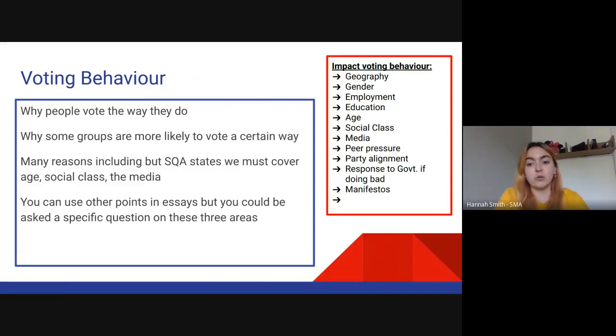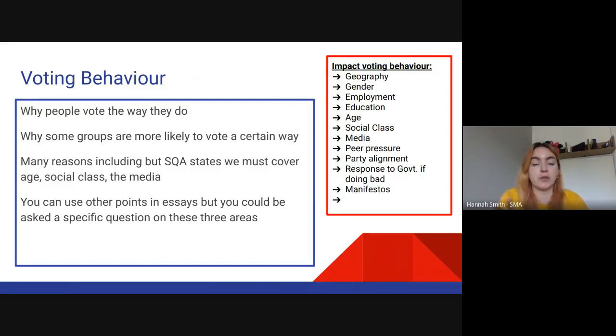Like I say, there's loads of reasons, and there's some in the red box on the right-hand side there. So where you stay, your gender, your employment status, your level of education, peer pressure, party alignment, response to the government if they've done a bad thing, government manifestos. A manifesto is a promise by a party. So if elected, I will do this. If elected, I will do this.